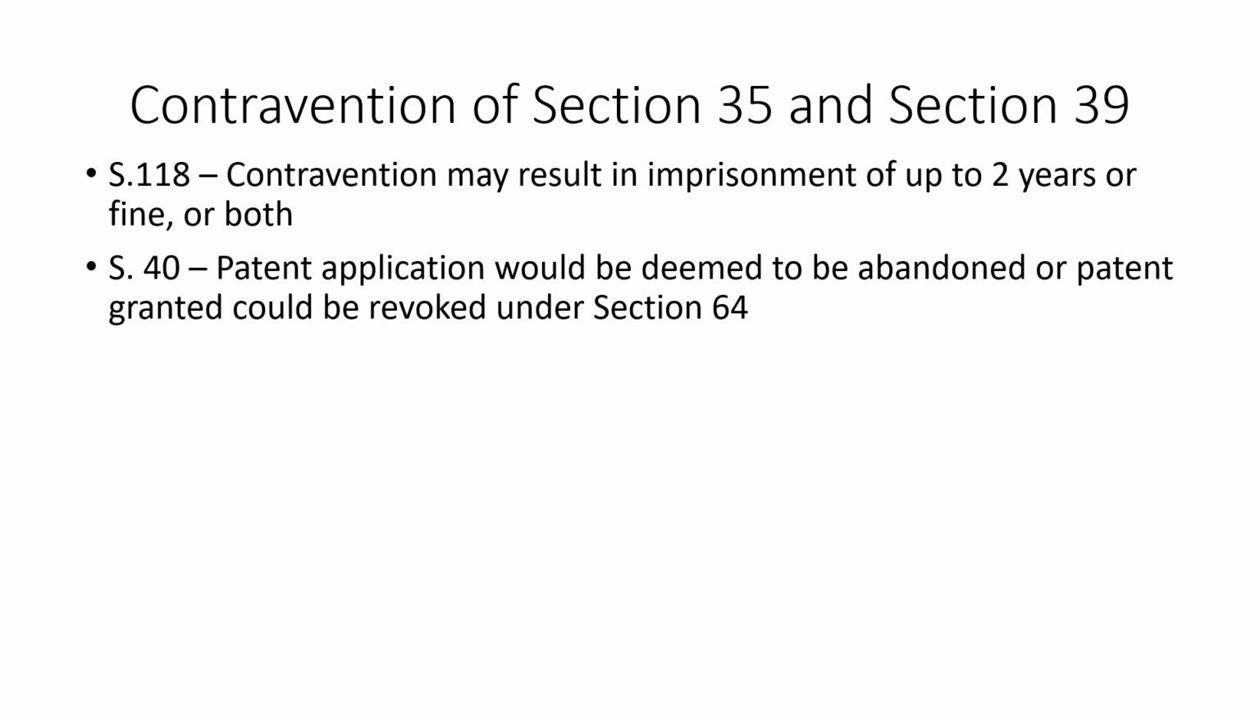Also, Section 40 provides that a patent application would be deemed to be abandoned, or a patent, if any granted, could be revoked under Section 64 in case there is found to be a contravention of Section 35 and Section 39 or either of those by the patent applicant or the patentee. Thus, both these provisions are very important, and the patent applicant needs to take care that these two are complied with, and necessary permission as is required may be sought from the government in case you are intending to file a patent application outside India before filing it in India.